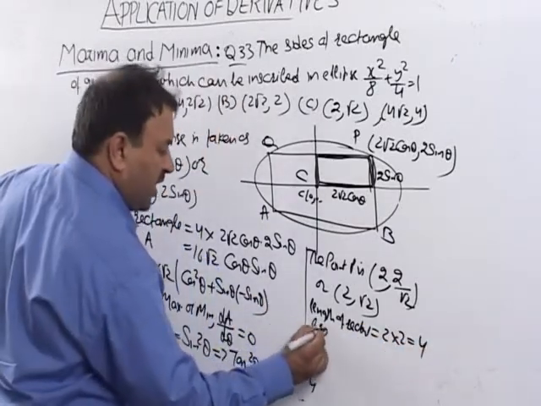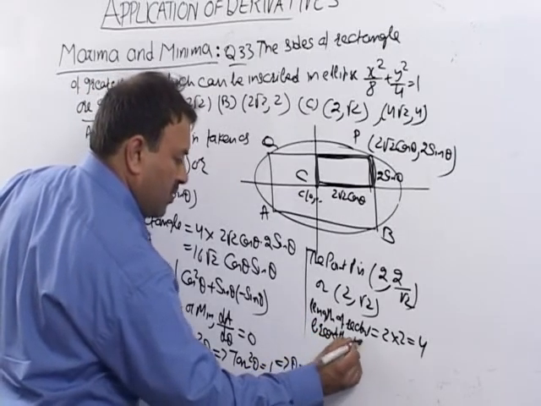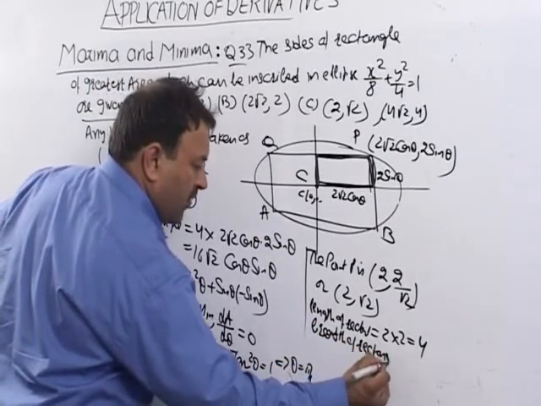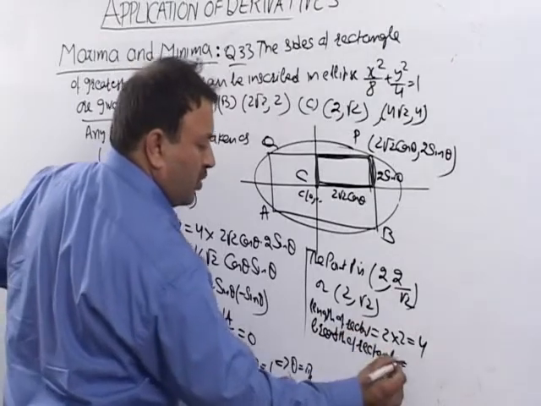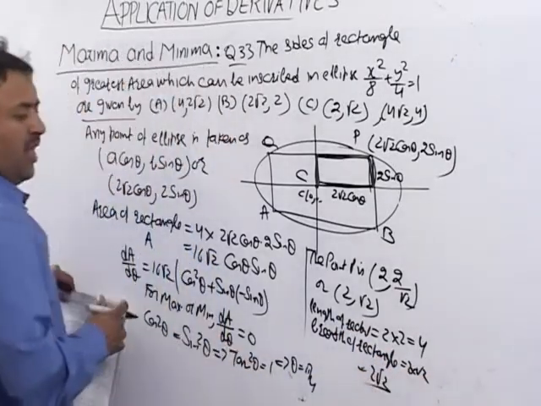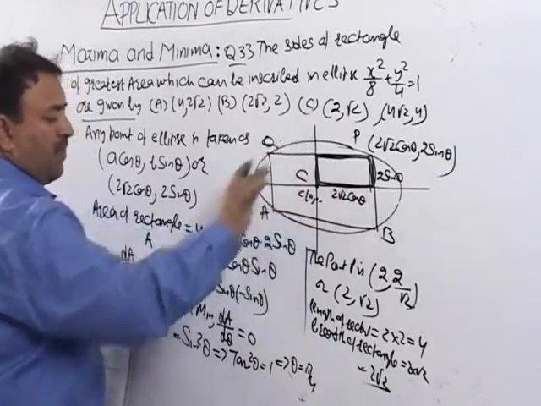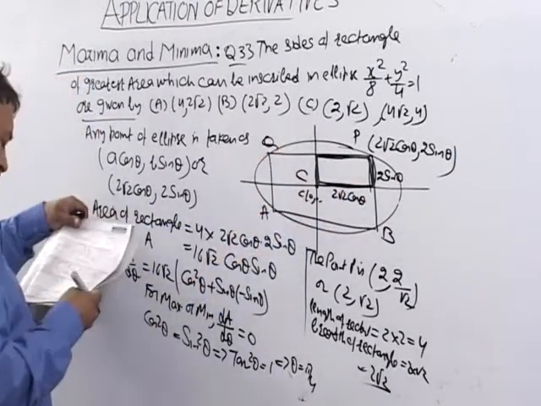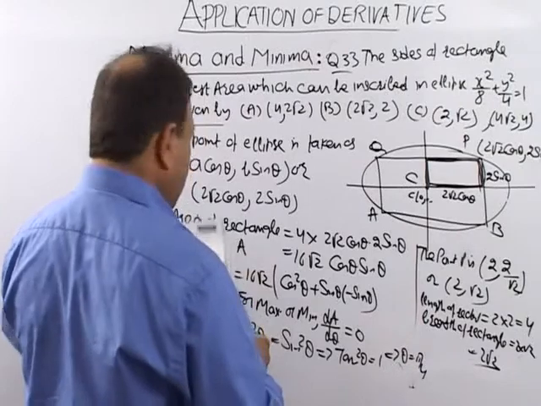And breadth of rectangle comes out to be 2 into root 2. This is 2 root 2. So length comes out to be 4, and the breadth comes out to be 2 root 2. So the right answer is the A part.